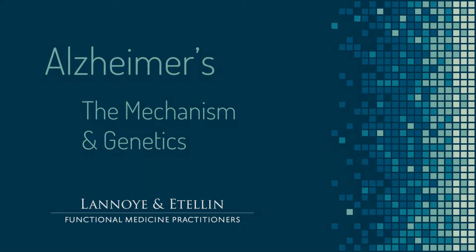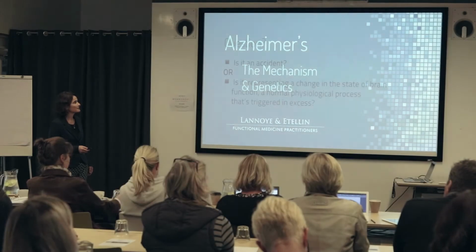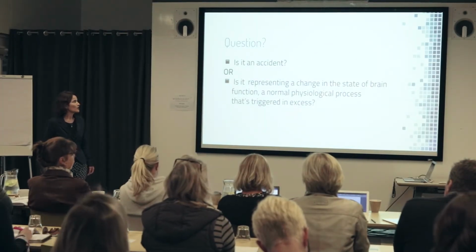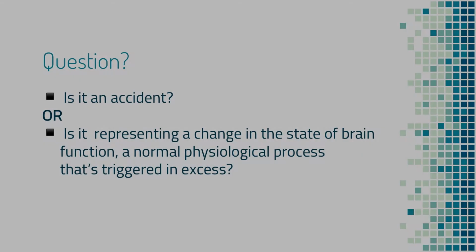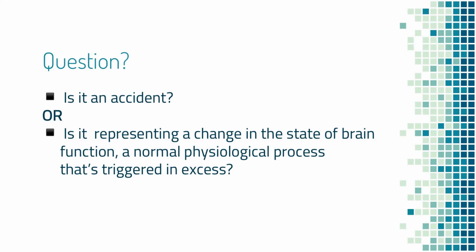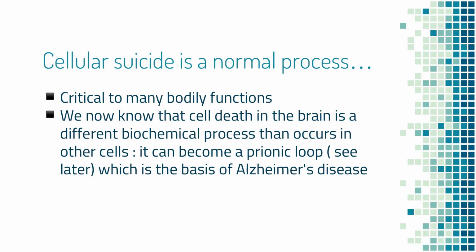So what I'm talking about here is the mechanism of Alzheimer's and the genetics. So the question is, is this just an accident, or is it actually representing a change in the state of the normal brain function? Is this a normal physiological process that's actually just been triggered, and now we've got an excessive reaction going on? So cellular suicide, we know, is a normal process.